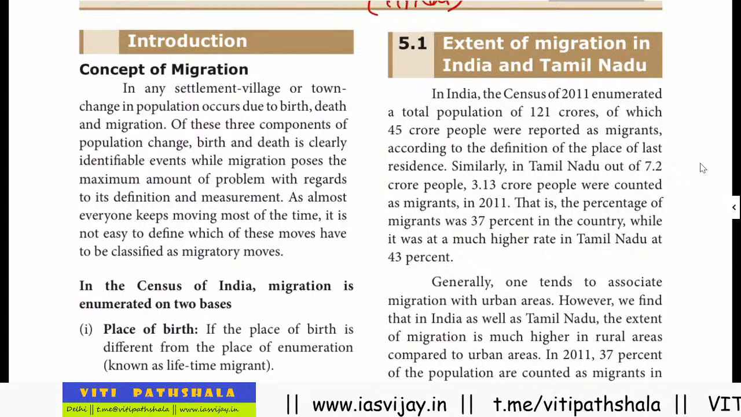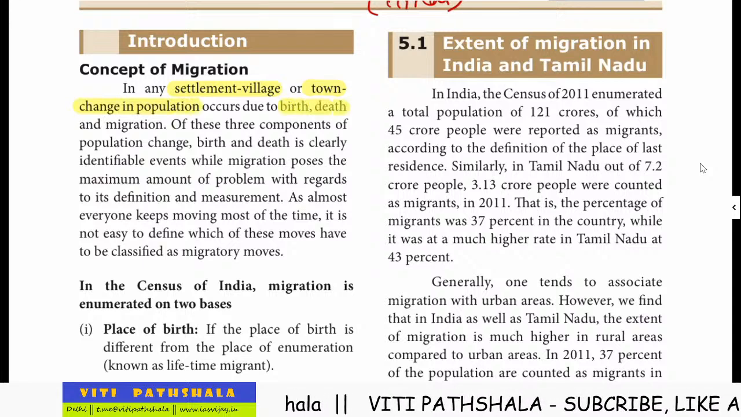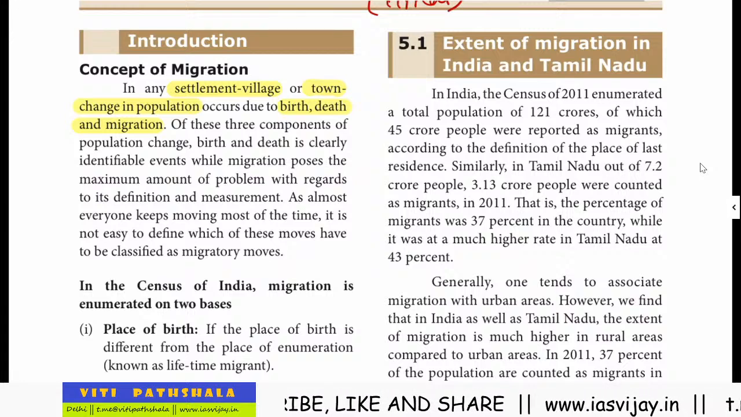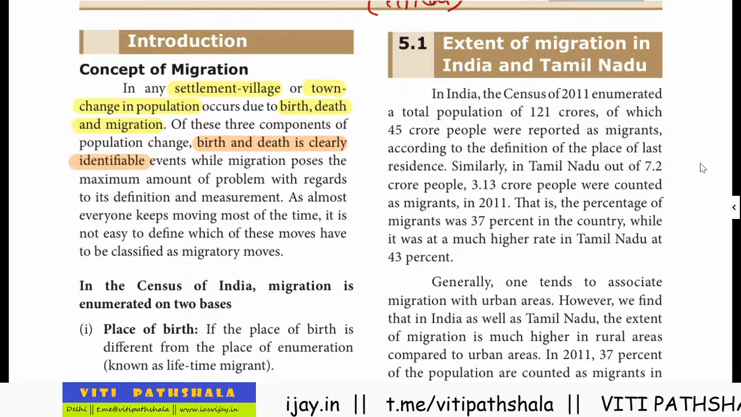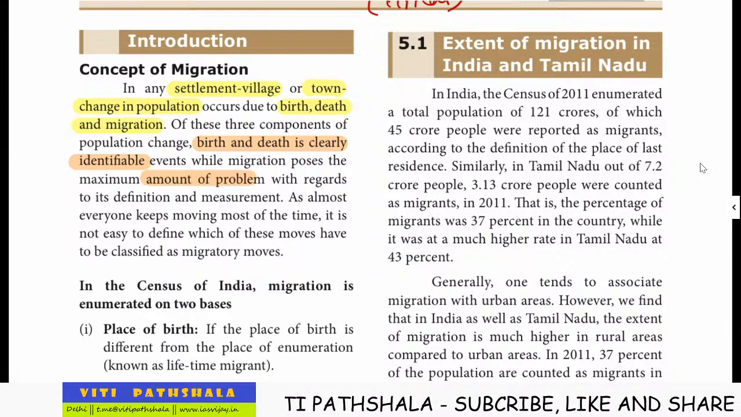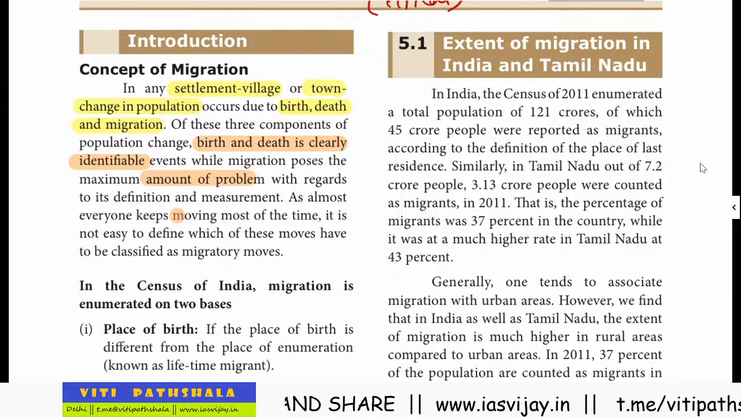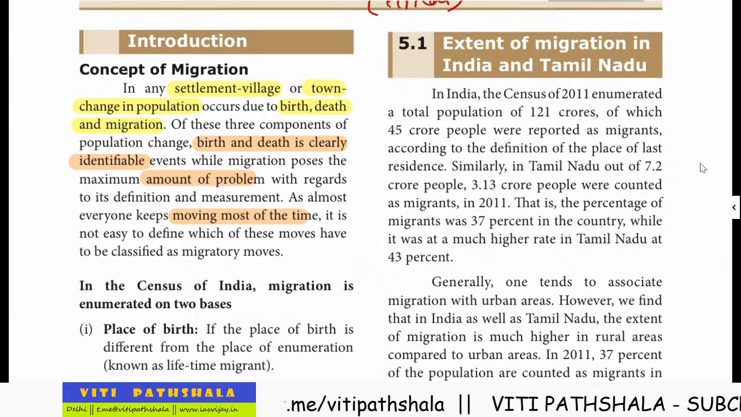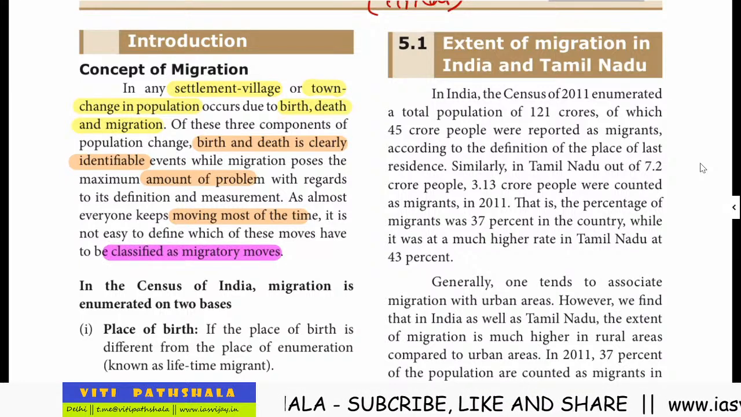Now, concept of migration. In any settlement, village, or town, change in the population occurs due to birth, death, and migration. Of these three components of population change, birth and death are clearly identifiable events, while migration poses the maximum amount of problem with regard to its definition and measurement. As almost everyone keeps moving most of the time, it is not easy to define which of these moves are classified as a migratory move. इनमें से किसको migratory move कहा जाएगा? It is not clear.